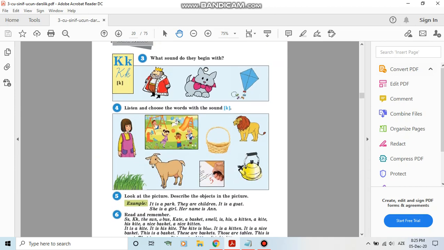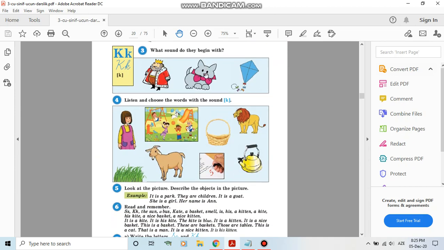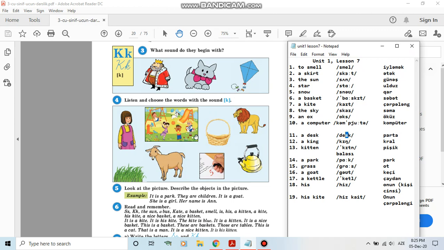Next letter is K. K. Sounds like K. K səsini verir. Let's learn exercise number 3. What sound do they begin with? Onlar hansı səslə başlayır? King. A king begins with the sound K.